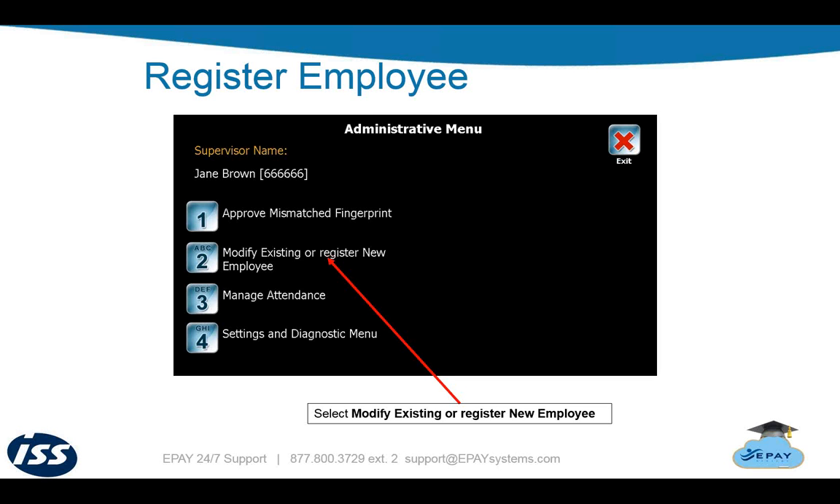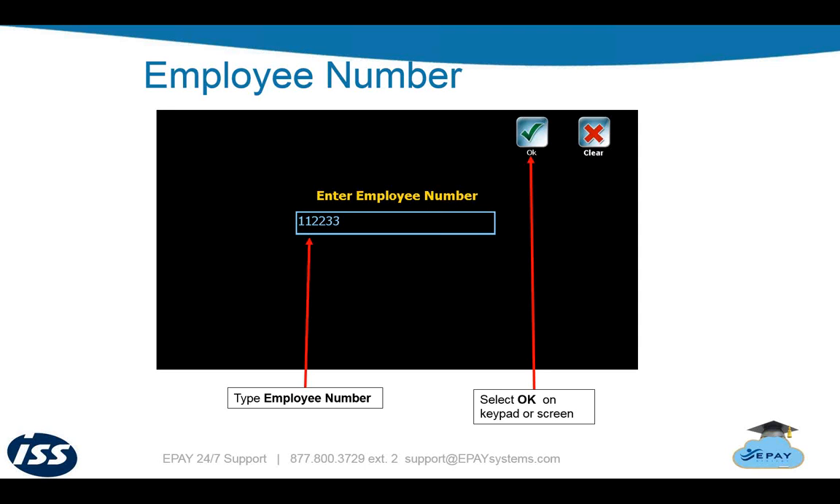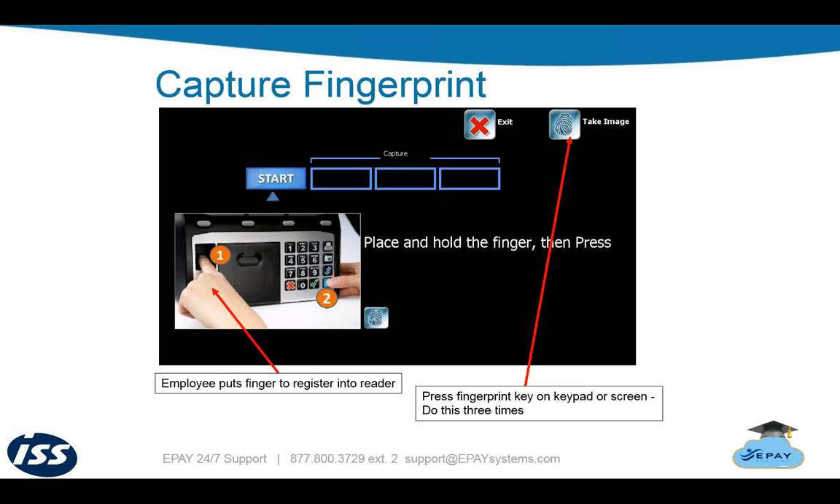So once the supervisor enters in their number and goes into the administrative menu, they can pick option 2, which is modify existing or register new employees. What they'll do is they'll go ahead and enter in the employee number. They'll select the OK, the checkbox. And this is where they'll begin to take the 3 scanned images of the fingerprint.